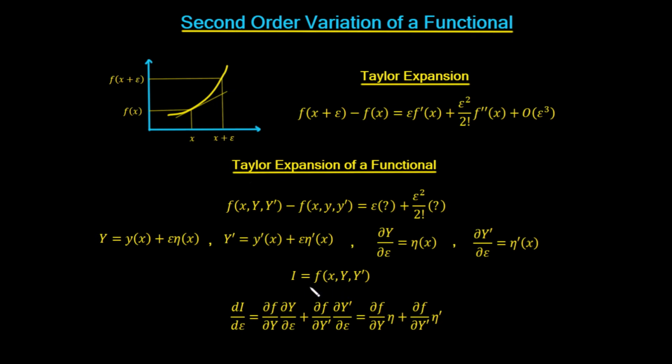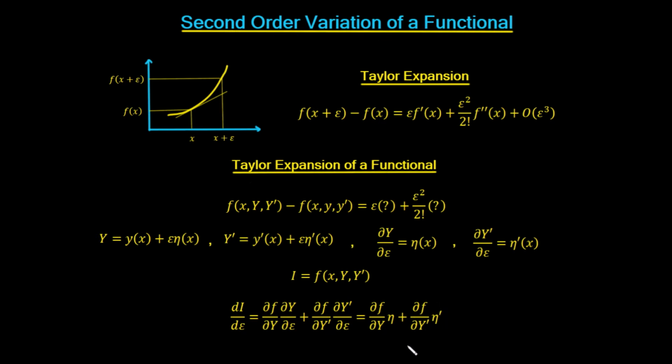So we're going to have partial f by partial y times partial y by partial epsilon plus partial f by partial y derivative times partial y derivative by partial epsilon. But we know that the partial y by partial epsilon from above is given by eta of x. So we'll just leave it as eta, because we know eta is a function of x, okay? So it's understood. And the other value here, partial y derivative by partial epsilon, is going to be given by eta derivative of x. So that's just going to be our eta derivative.